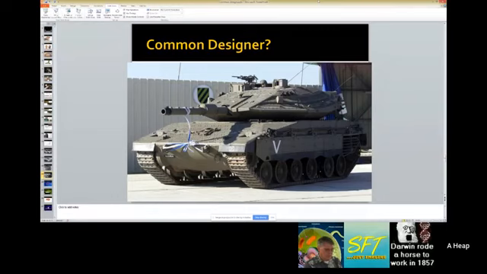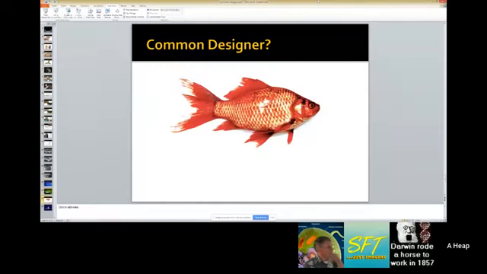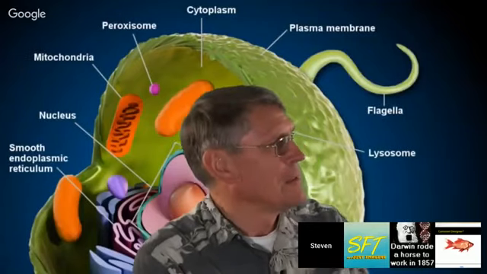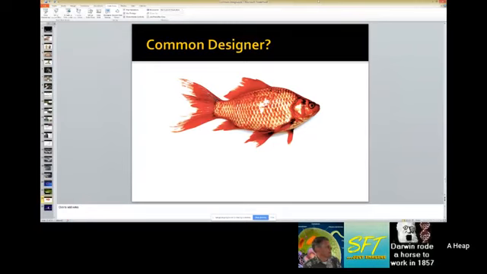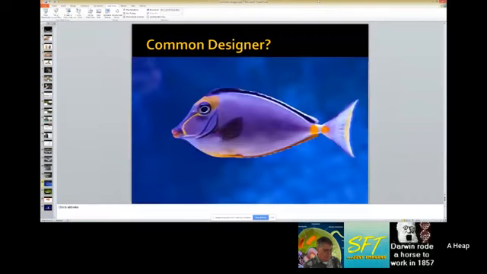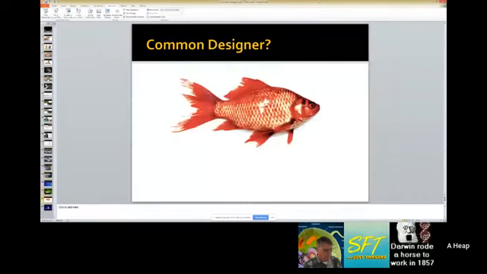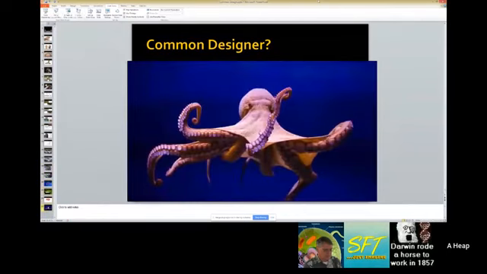Let's look at nature. There's a fish. There's another fish. And there's a fish. You could say, oh, they've all got commonality, so why weren't they made by a common designer? Okay. There's your octopus. We're one of the most alien-looking things on the planet. So if you're not going to say the tank was made by the same people that made the Honda, then why would you say that all animals and plant life had a common designer when there are such different designs?